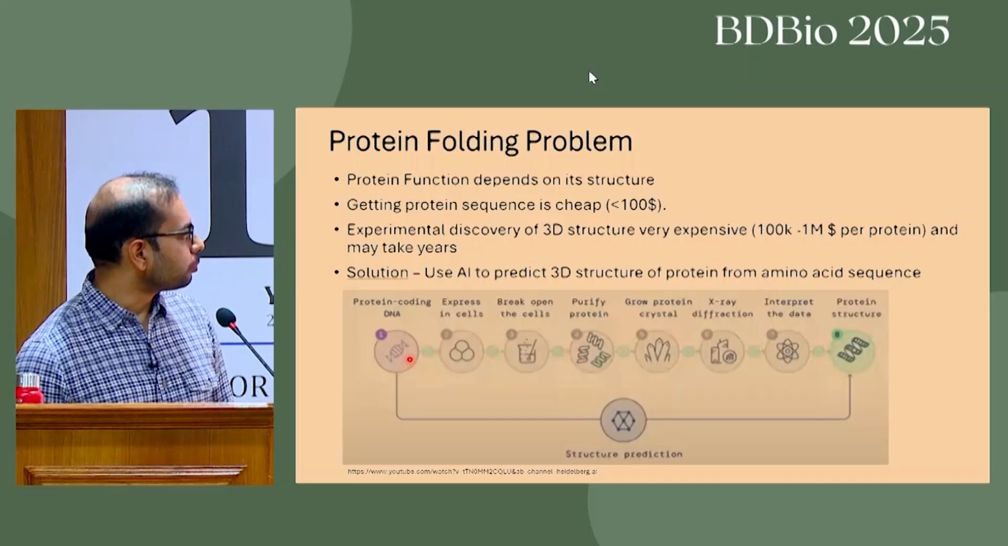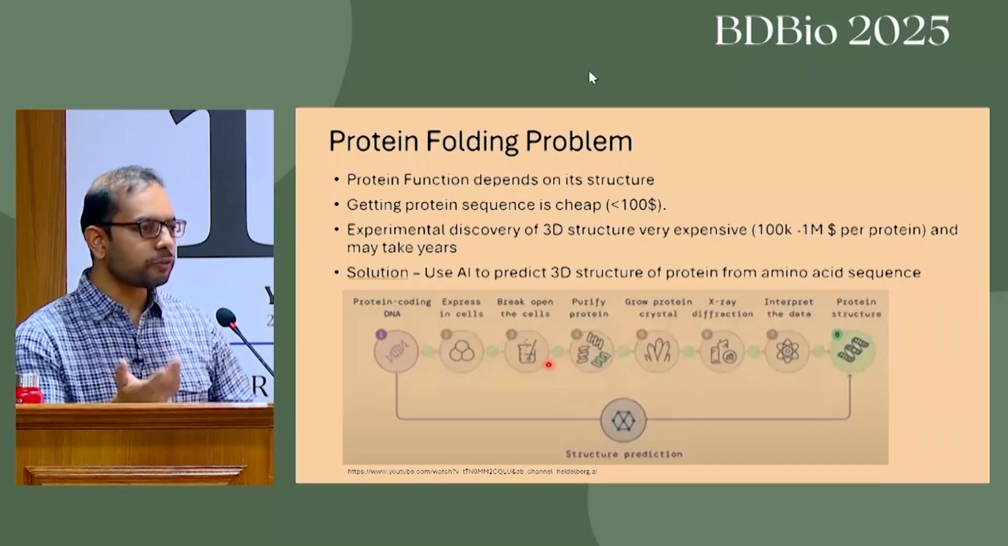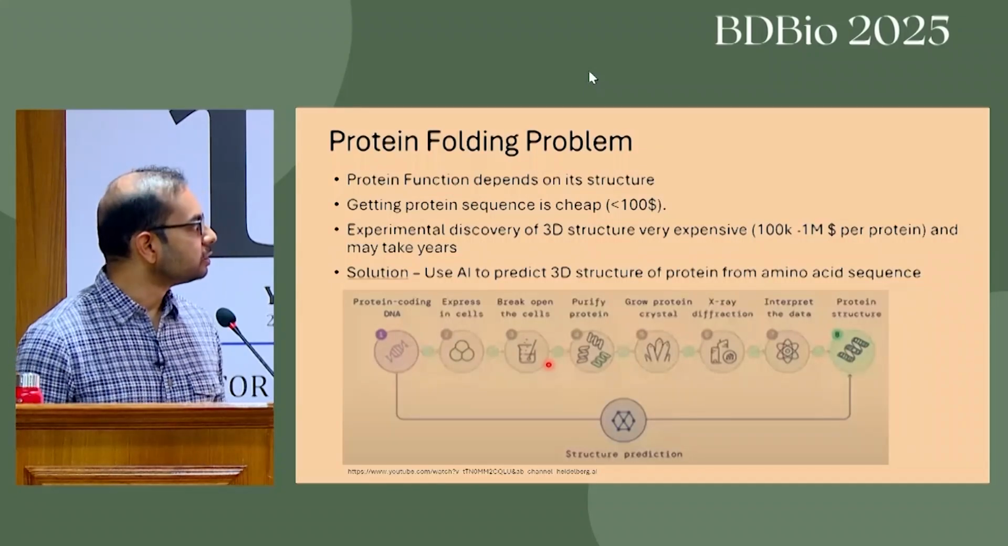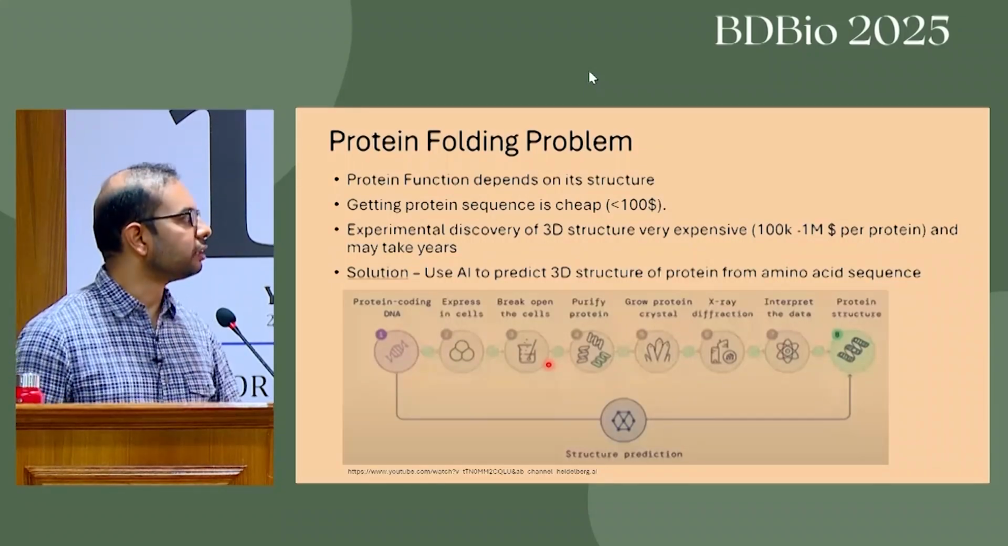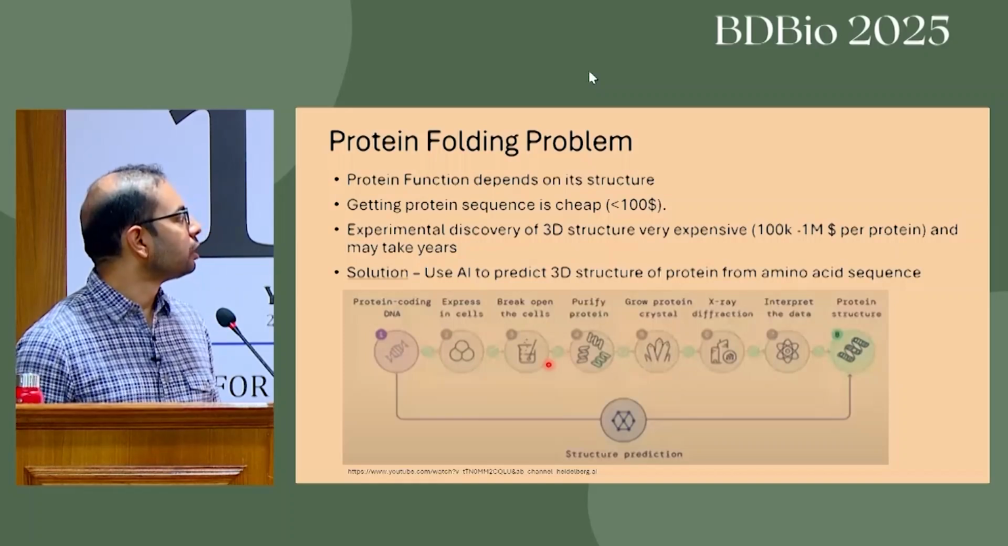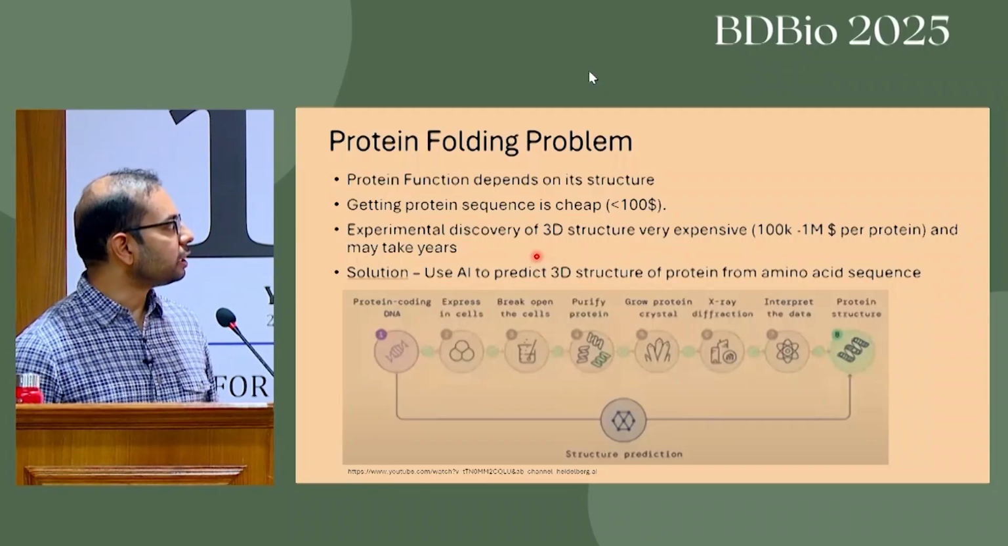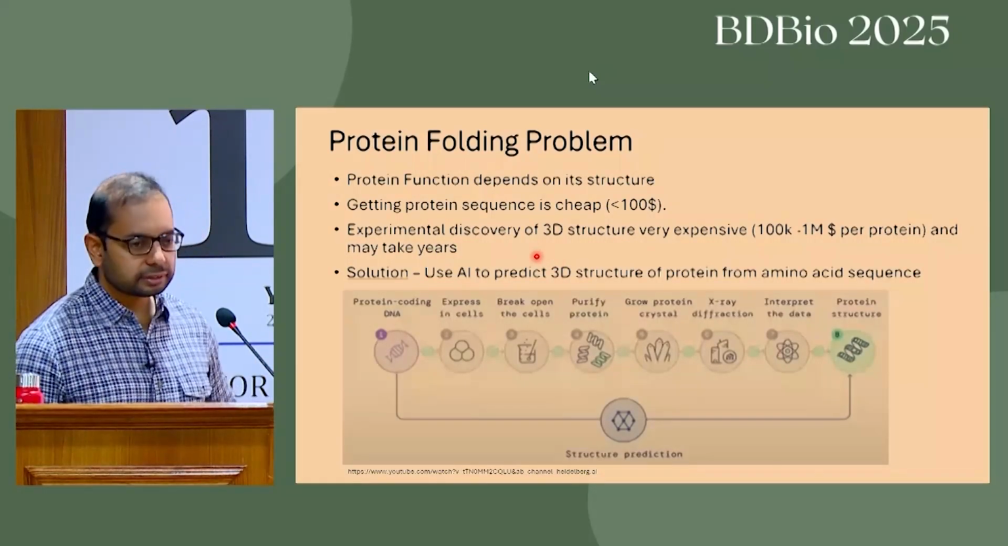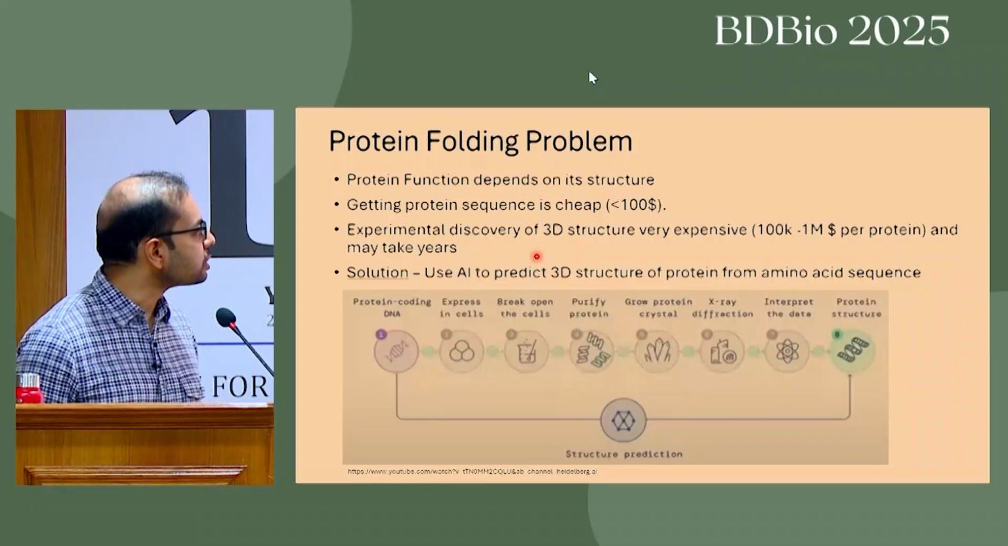You have to express the protein in a cell, then break open the cell, purify the protein, etc., etc. A long process, it may take years and millions of dollars per protein. So there is a problem to be solved here, and hence AI comes to the rescue.